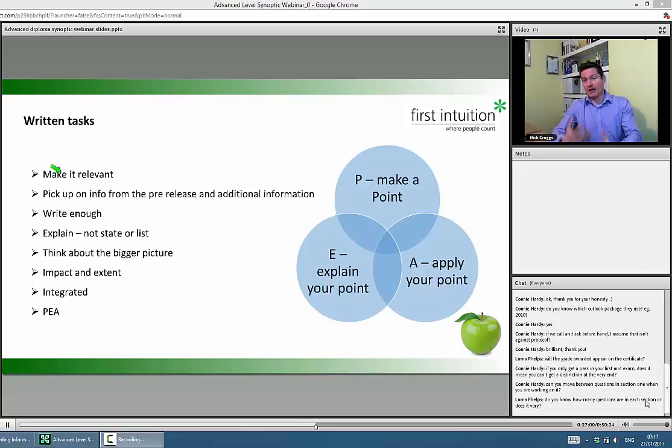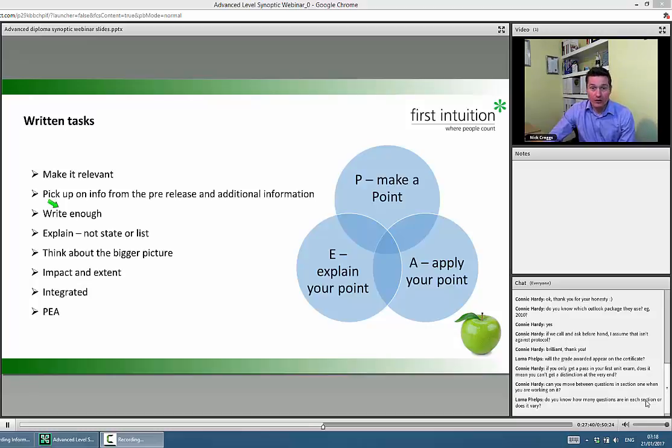So one of the main points I want to make is make it relevant. Don't just tell the marker generic ethics about how you make a suspicious activity report. It's not going to get you very many marks. It needs to be related to the scenario. You can't just say, you should submit a suspicious activity report. You say you should submit a suspicious activity report because this has happened in the scenario. So you've got to pick up information from all the additional information, all the extra notes that you're given in the exam, all the resources.